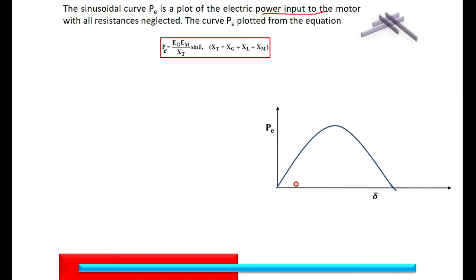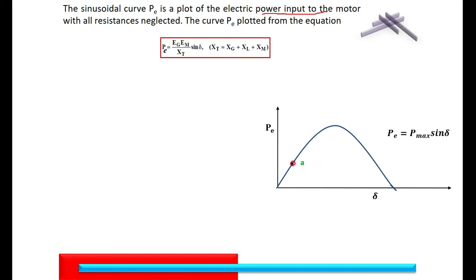Now I have got the power angle curve here, that is the electrical power input to the motor. I have drawn the power angle curve for the input to the synchronous motor. That is given by P is equal to P max sin delta. This whole term, EG EM divided by XT, is what you call the maximum power. Therefore, it is represented by P max.